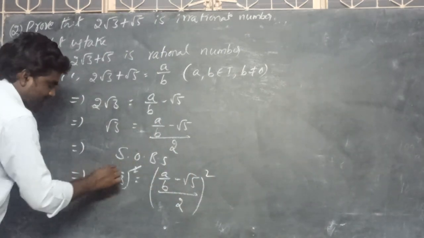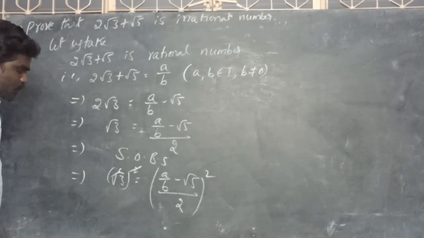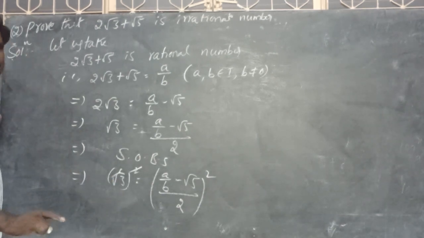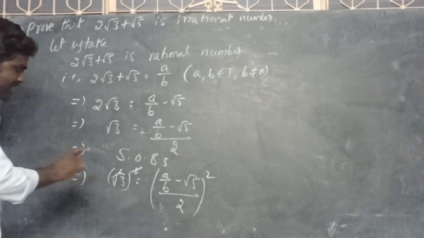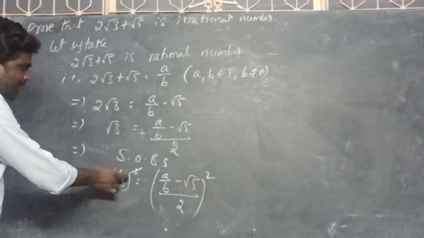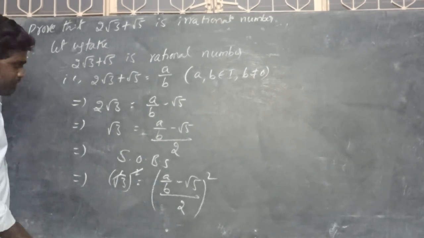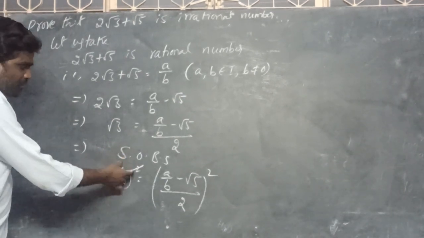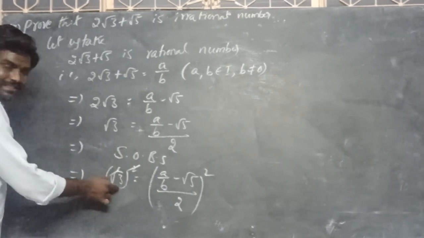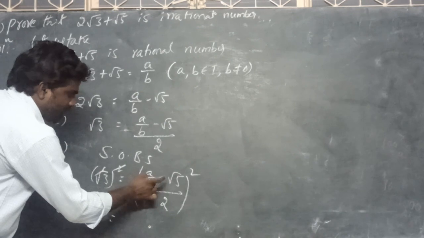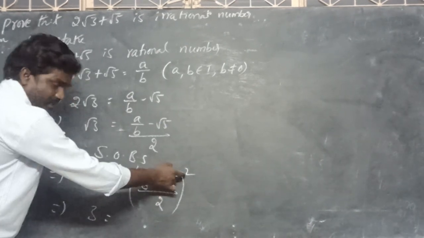Here the square root cancels. Why? Square root means its exponent form is 1 by 2. Here you can use the formula a power m whole power n is equal to a power m into n. That is 3 power 1 by 2 into 2. The 2s cancel and you get 3. So 3 is equal to, here it is of the form x by y whole power m.